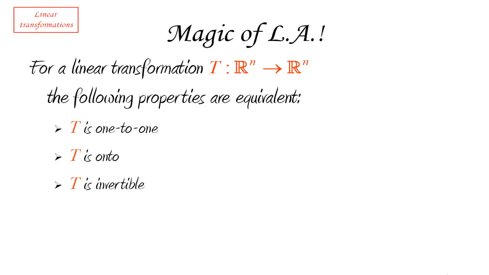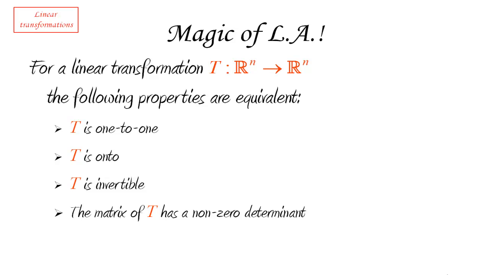So going back to this equivalency, a function that is one-to-one, which sends different vectors to different vectors, is going to be onto. If it's onto, it's going to be invertible. And if it's invertible, it's going to be one-to-one. So all those three are equivalent, and any one of them implies the others. And here is another one: the matrix of T has a non-zero determinant.